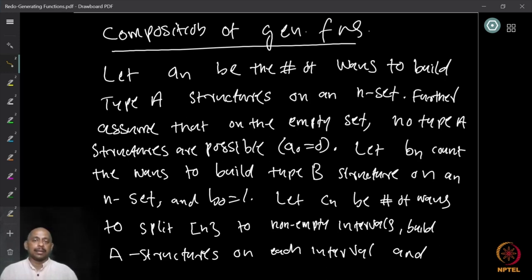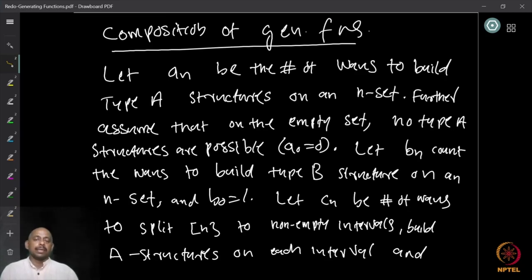Okay, so we have an n element set, then I want to look at the number of ways to build a type A structure on this. Then on the empty set, we assume that there are no type A structures that you can build. This is a necessary assumption, because as you will see, when we substitute this inside, if you can make empty structures out of a set, then you have way too many objects that you can make, and then it will not become a converging sequence.